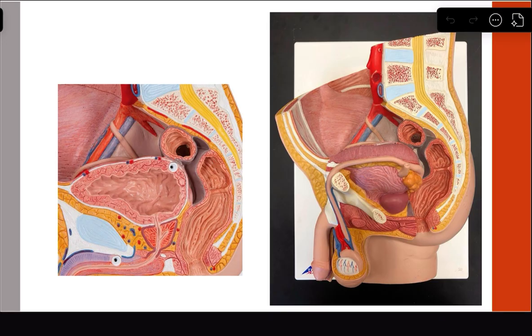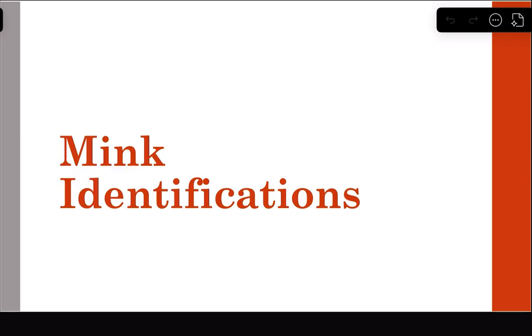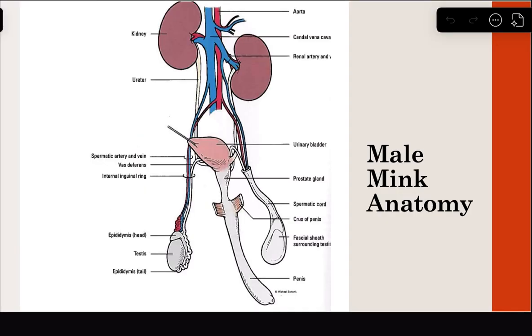Anyway, now let's wrap up by going into some of the mink structures that you should be aware of. Mink identifications. Here we go. Let's take a look at this schematic or diagram first so that we have a good general idea of what we're looking for during this practical. We want to get familiar with the anatomical locations and the orientations of our mink specimens.